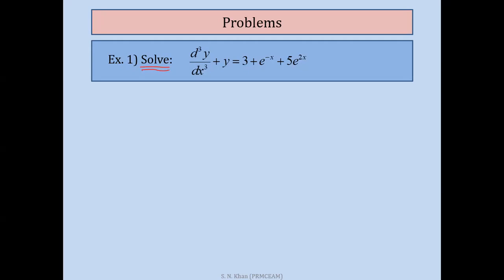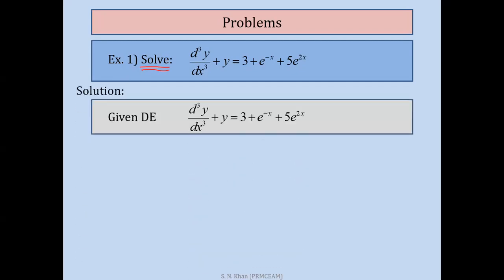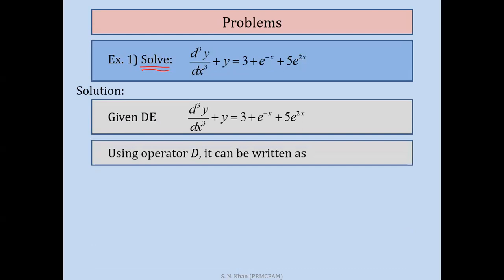In previous lecture, we have seen methods for finding complementary function only. But here we are going to calculate complete solution of a differential equation. So as usual, we will start with given differential equation. Given differential equation is here d3y by dx cube plus y equals to 3 plus e to the power minus x plus 5 times e to the power twice x. Now, as I told you earlier, for doing any type of calculations, either we need to find CF or we need to find PI. Jo kuch bhi calculations hume karna hai, wo hume operator D ke upar hi karna hai. Means we need given differential equation in the form of operator D only. Okay. So convert this given differential equation in terms of operator D.